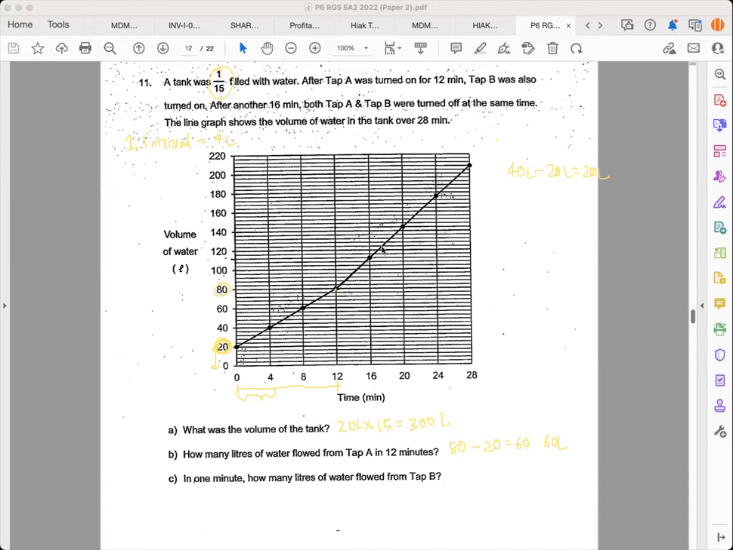So per minute, the water flowing from tap A, I call it the rate of A, will be 20 liters divided by 4 minutes, and you get 5 liters per minute.